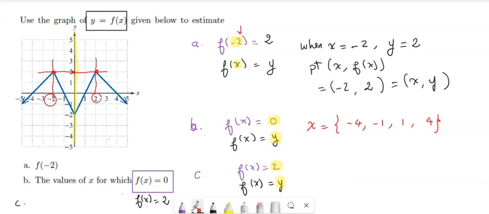And you see here we have only 2 intersections, right? So the solution is gonna be x equals -2, 2. All right, I hope this helps.